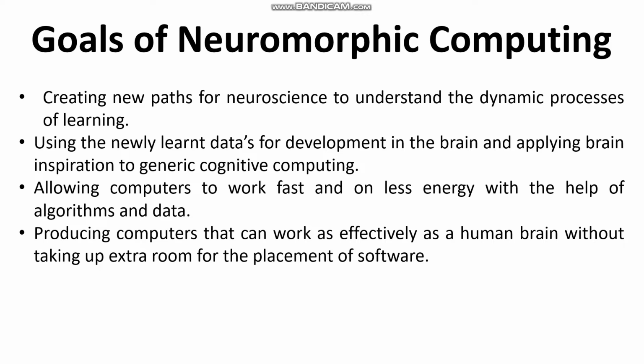Now, what are the main goals of neuromorphic computing? The first goal is creating a new path for neuroscience to understand the dynamic processes of learning. Secondly, using the newly learned data for development in the brain and applying brain inspiration to generic cognitive computing. Thirdly, allowing computers to work fast and on less energy with the help of algorithms and data. And lastly, producing computers that can work as efficiently as the human brain without taking up extra room for the placement of software.